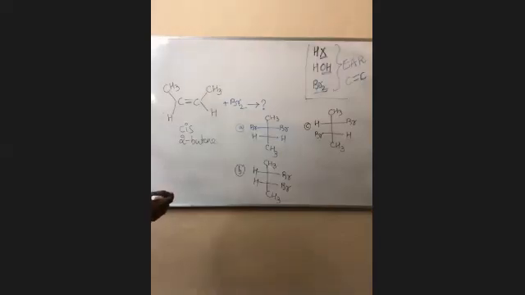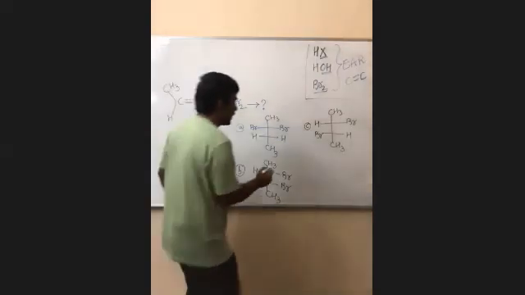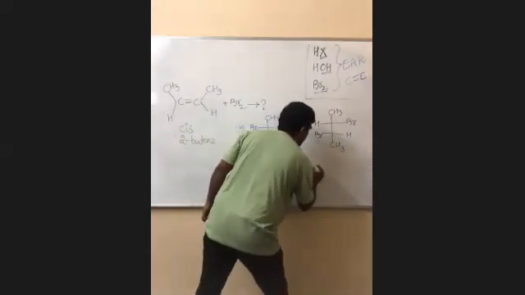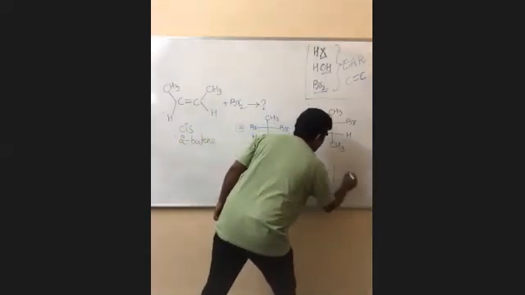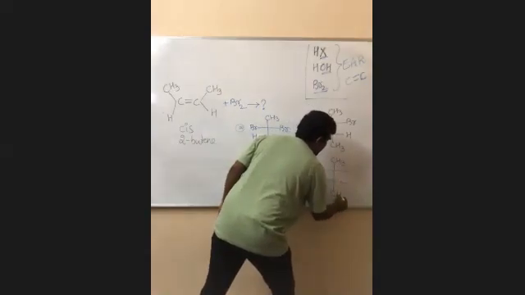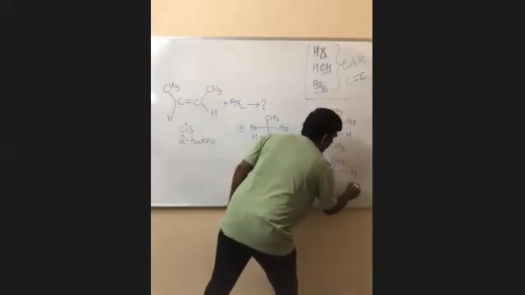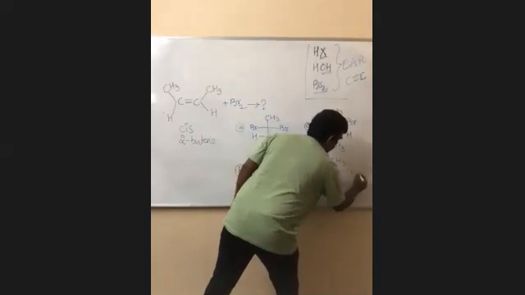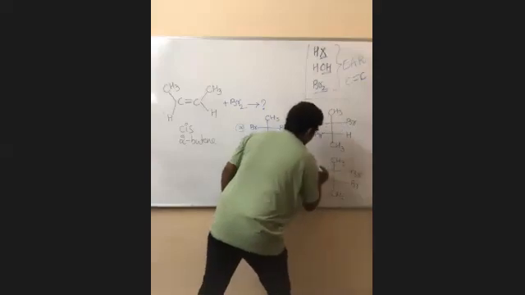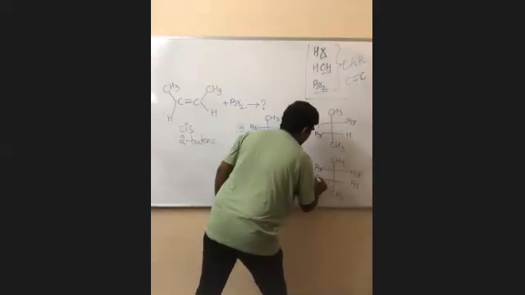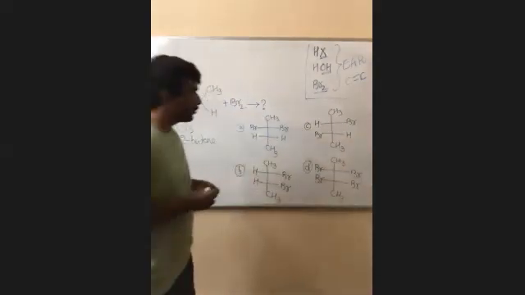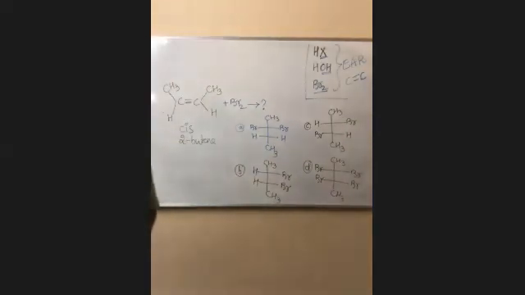Next, option 4, option D they will give. CH3, CH3, hydrogen, hydrogen, bromine, bromine, and here also bromine. This is all bromine they will give. So what is the correct option?